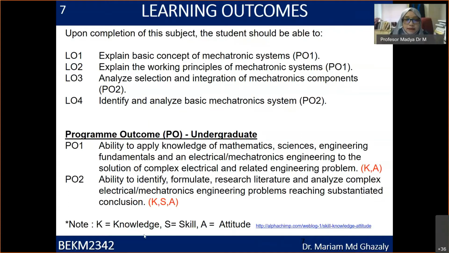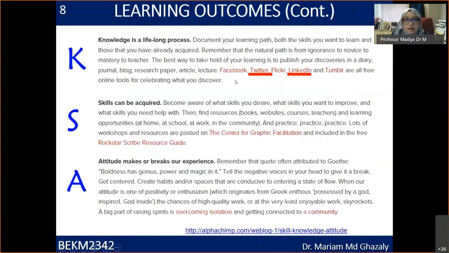PO1 is covered by knowledge and skills here, and PO2 is going to be covered by all 3 attributes, which are knowledge, skill, and attitude. This one I think you can read on your own. I will upload it in ULearn.